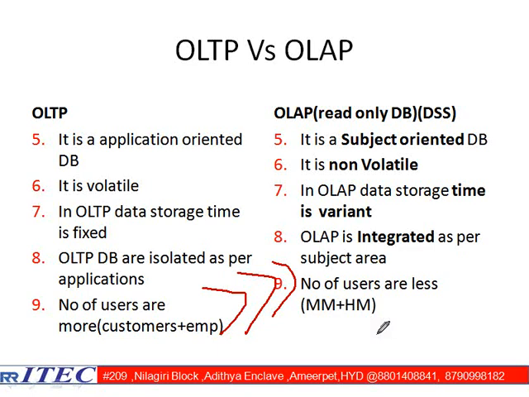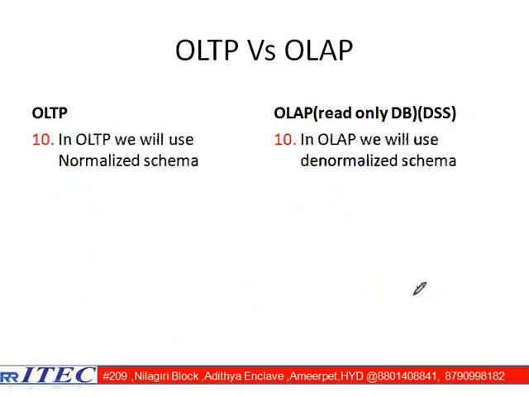Whatever reports you are going to generate tomorrow, those reports are going to be used by 50 or 200 members. That means OLTP users are much more numerous than the OLAP users. Let us move on to the next point.